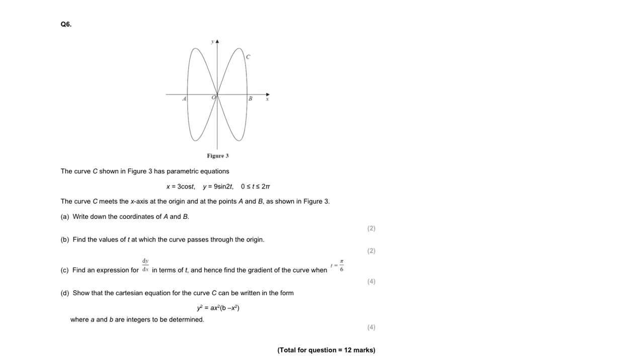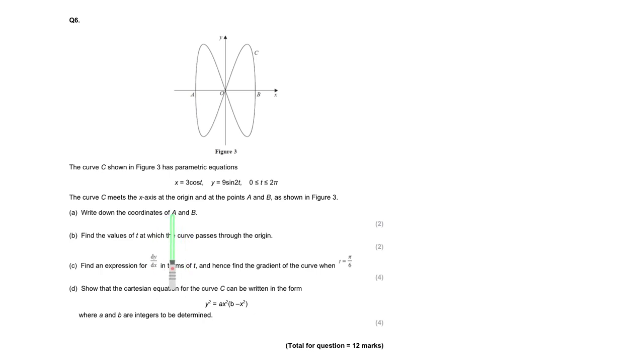Question 6. The curve shown in figure 3 has parametric equations. It meets the x-axis at the origin and at the points A and B, as shown in the figure. Write down the coordinates of A and B. So, it wants us to write down the coordinates of A and B.